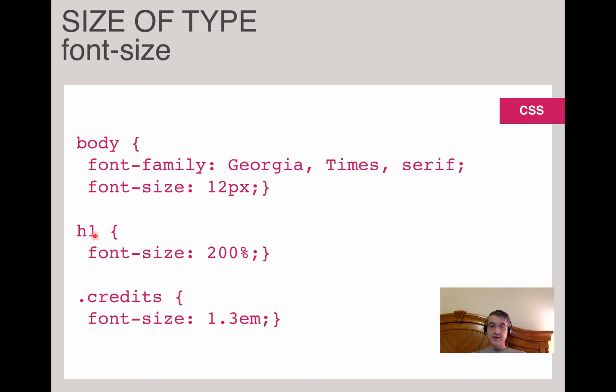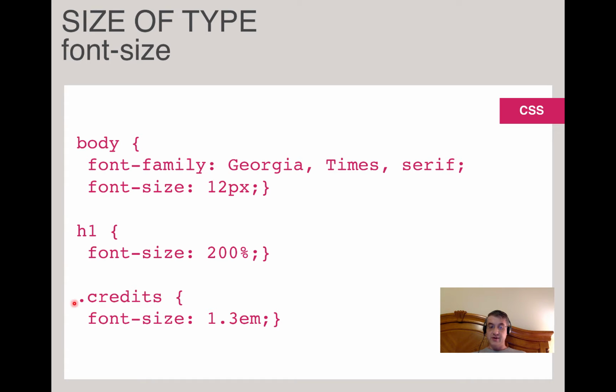Because the H1 is going to be 200% of the body font size, put it this way: if I didn't have this line here, this H1 would be 12 pixels. But because I'm saying I want you to make it 200% of whatever it is, the font size is going to be 24 pixels in height.